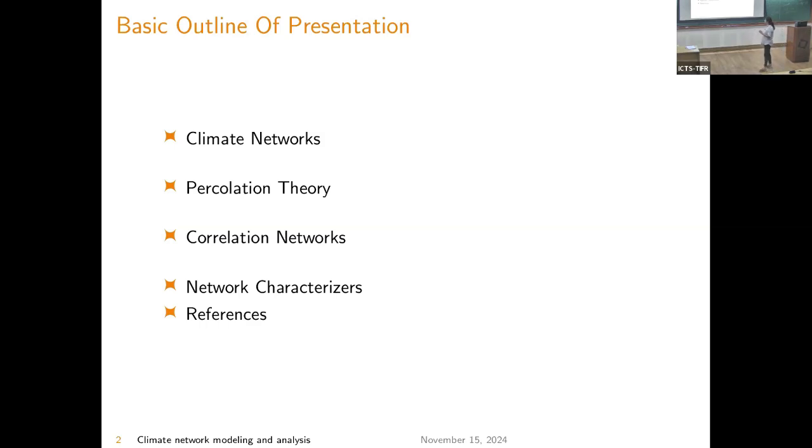Then, once you have constructed the network, you will find the different network characterizers and find the structural changes in those network characterizers. And the whole jargon of doing this is to apply it in order to predict various climate phenomena, or in order to understand various climate phenomena.